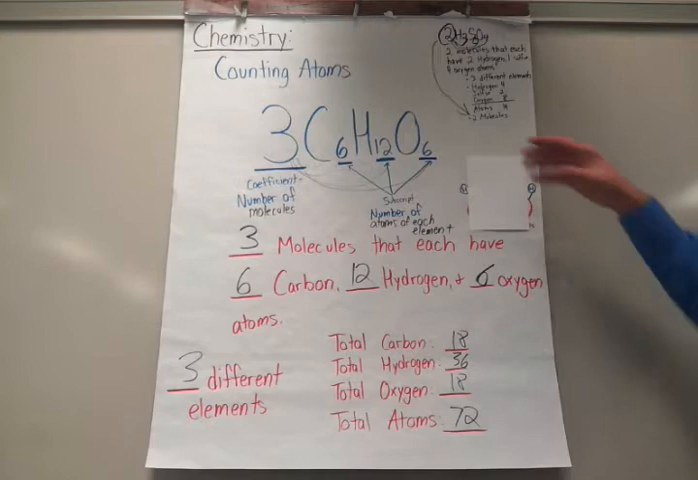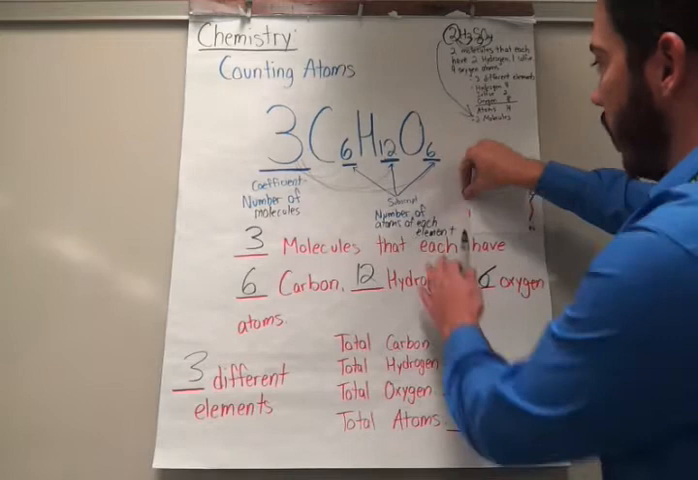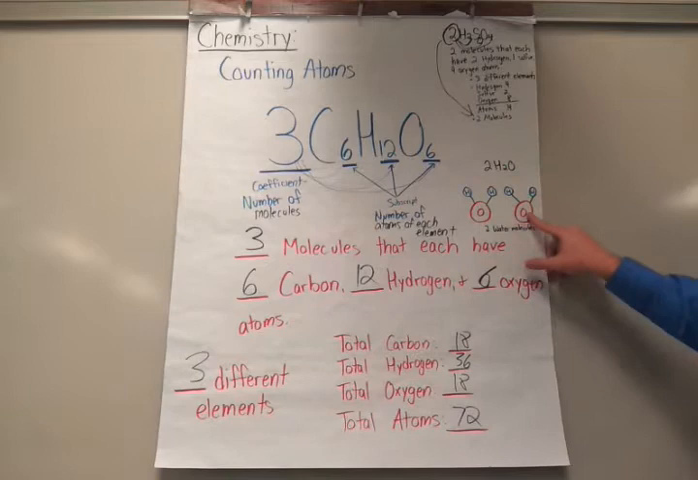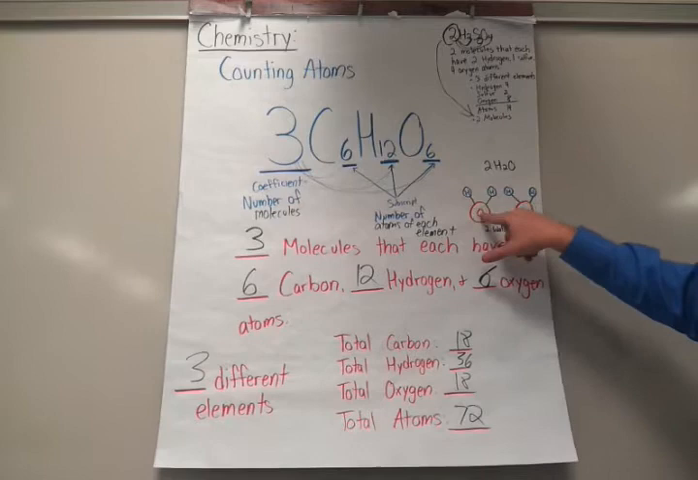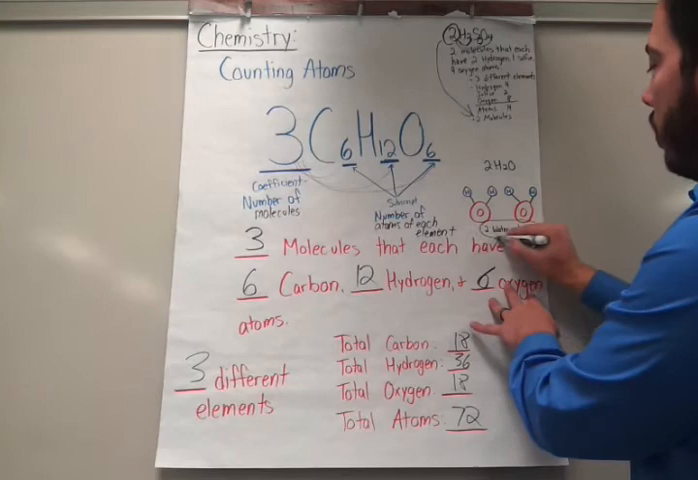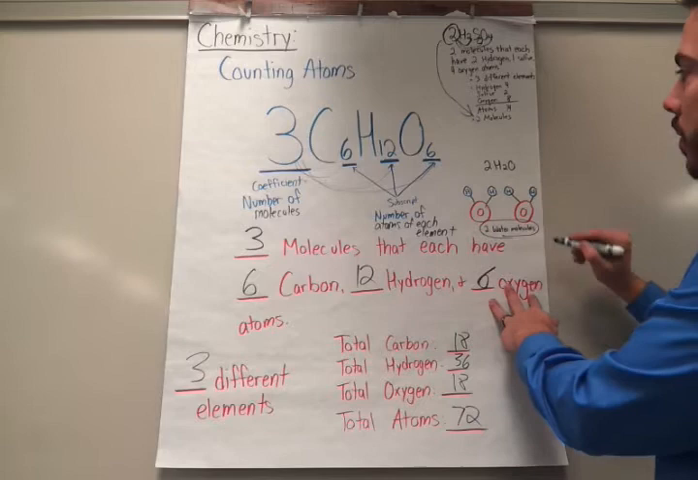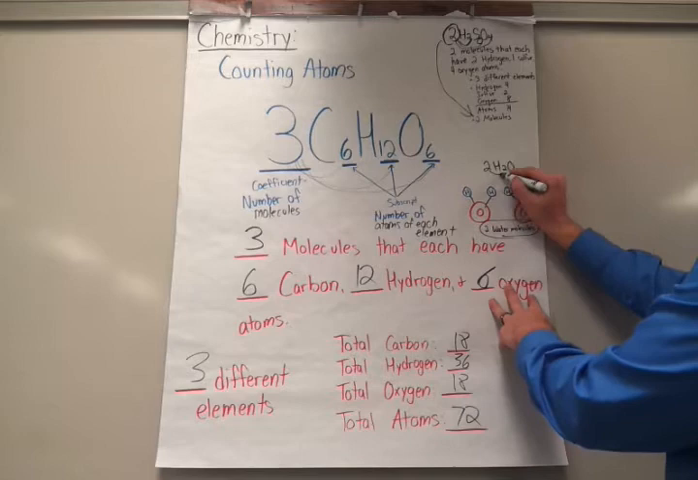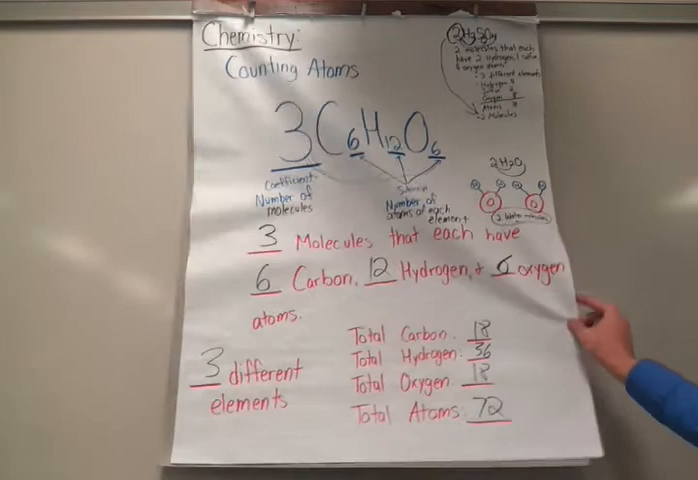Just to give you an idea about what that means, what does 2 molecules look like? If you don't understand what a molecule is, hopefully this helps. If I wanted 2 molecules of water, it would look like this. 2H2O literally means 1 H2O, 2 hydrogens, 1 oxygen. And here's another H2O. So we have a total of 2 water molecules that each have 2 hydrogens and 1 oxygen. If we were to figure out totals for that, it'd be 4 hydrogens, 1, 2, 3, 4, 2 times 2, and 2 times 1 oxygen is 2 oxygens. So that's it for this one.